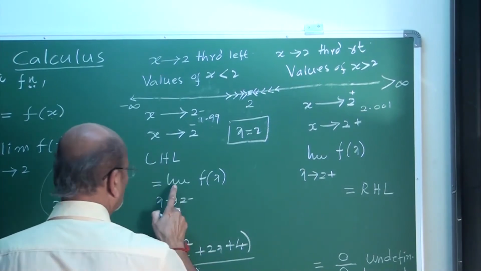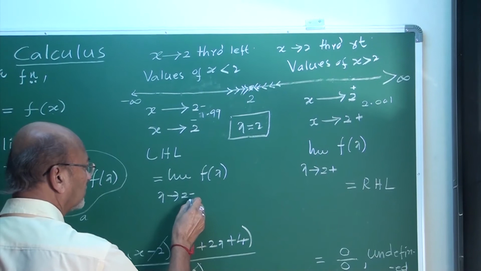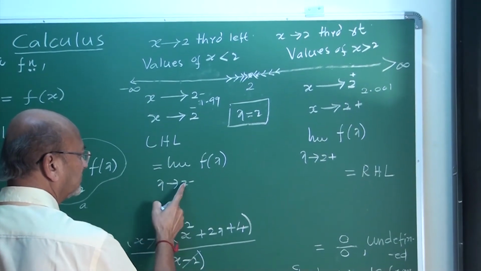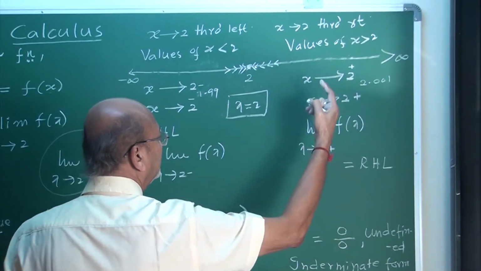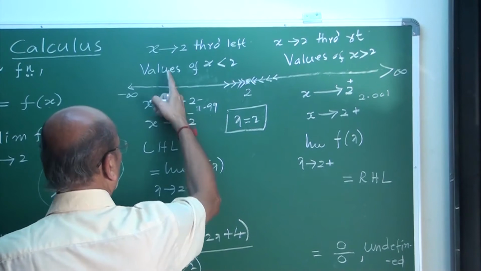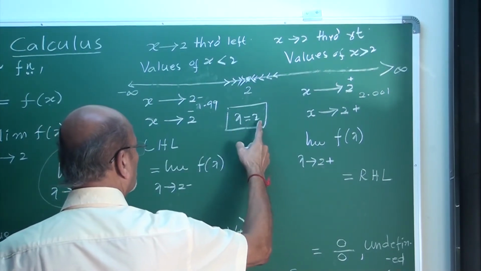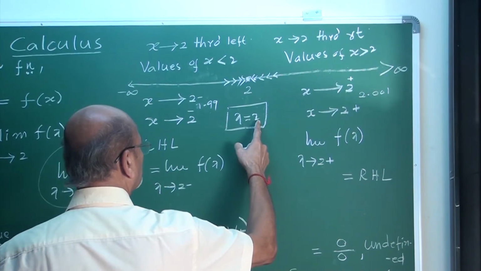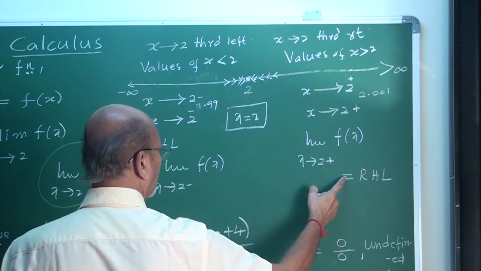What is this? Limit of f(x) as x tends to 2 minus means left hand: values of x less than 2. Values of x greater than 2, this side is the right hand limit, this side is the left hand limit. What is this, my friend? Value of the function at x equal to 2. Yes, my friends: LHL, value, RHL.